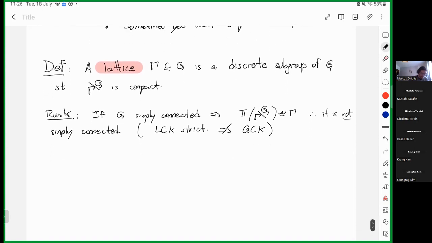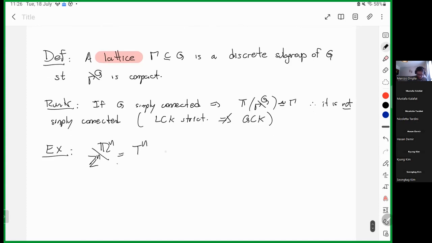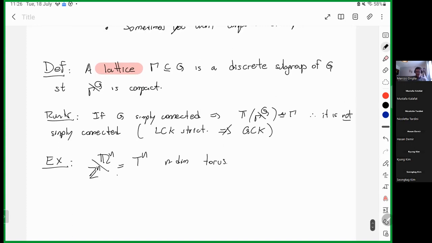Well, what about an example of this quotient? If you start with R^n and you take just the integers, this is a torus of dimension n. And I mentioned the torus. So we will try to do the same for some groups. We study our geometric property in the group and then try to find lattices in order to have compact examples and examples where our structure is really strict.